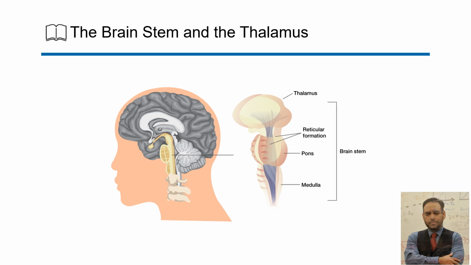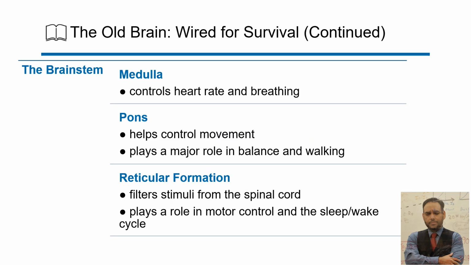All of this together, the brainstem and the thalamus, is essential for survival. It's critical, and it helps you interact with the world around you by managing those automatic functions, processing sensory information, and so forth. Okay, let's continue. Next, the brainstem. We're going to go into a little bit more detail on the medulla, the pons, and the reticular formation, which we mentioned before.